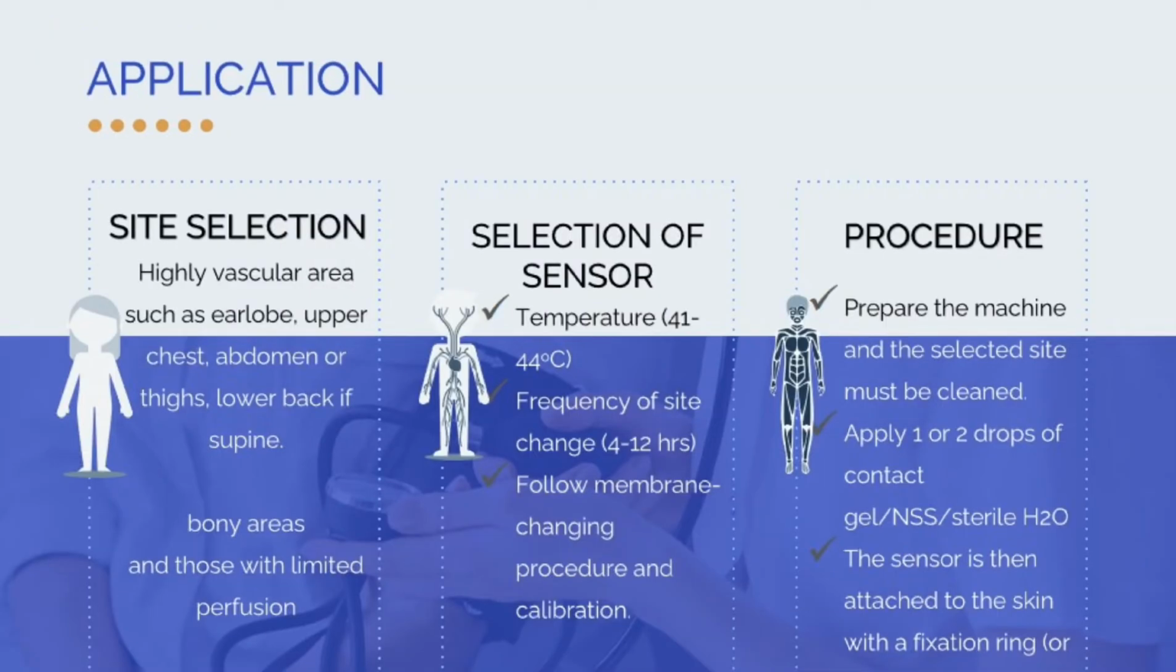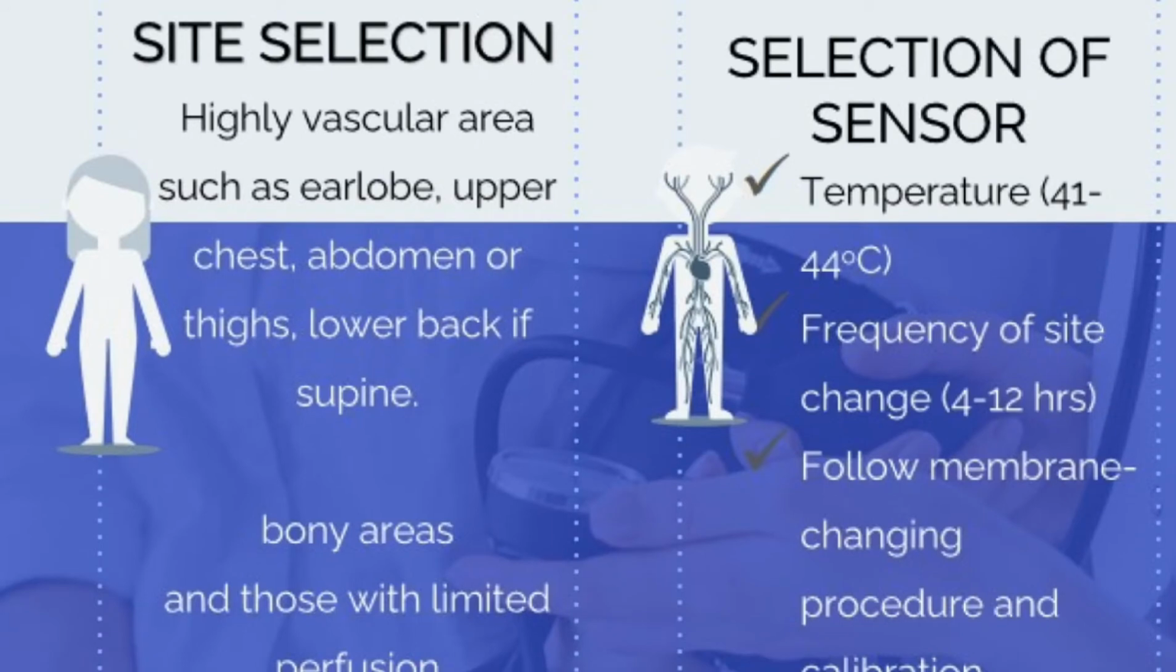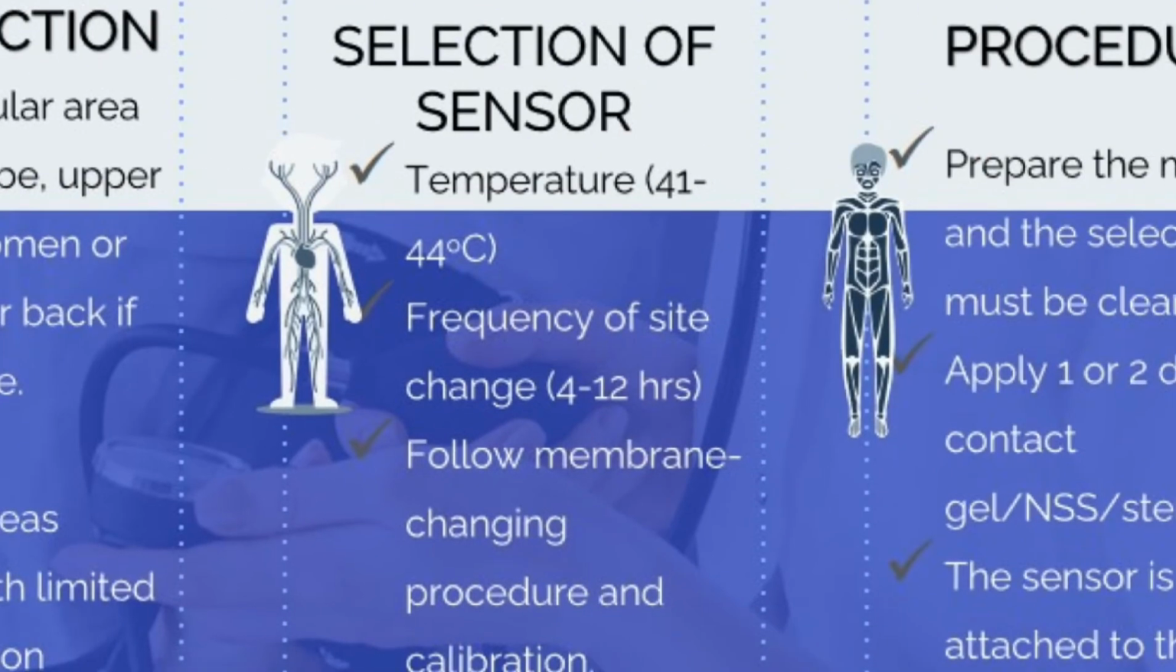For the application of the transcutaneous monitor, we need to select sites which are highly vascular, such as the earlobe, upper chest, abdomen, thighs, or lower back if in supine position. Do not apply the transcutaneous monitor on bony areas and those with limited perfusion. For the selection of sensors, temperature must range from 41 to 44 degrees Celsius, and the frequency of site change is every 4 to 12 hours. This depends on the device and the sensor temperature.